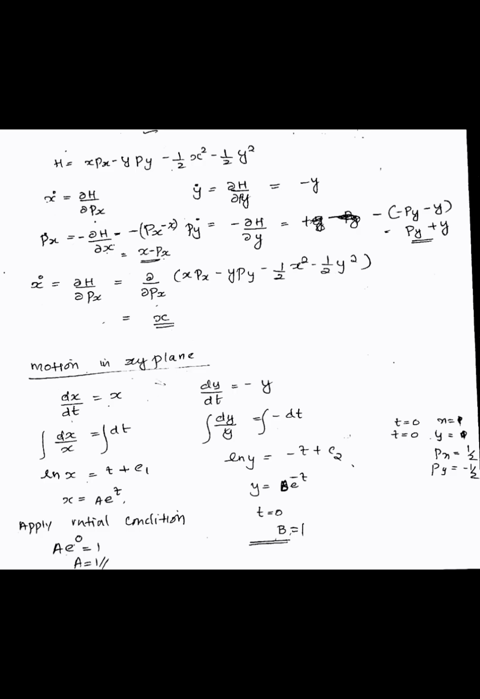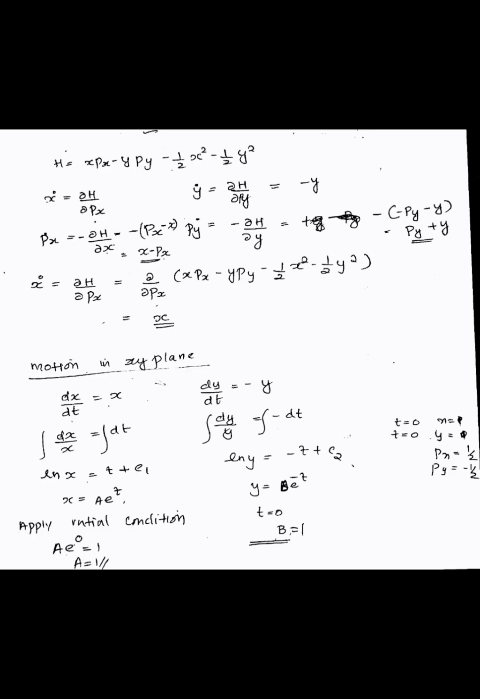That is x dot is equal to dou h by dou px. And px dot is equal to minus dou h by dou x, that is equal to minus px minus x, that is equal to x minus px. Then py dot is equal to minus dou h by dou y, that is equal to minus of minus py minus y, that is py plus y. x dot is equal to dou h by dou px, that is equal to dou by dou px of xpx minus ypy minus half x square minus half y square, that is equal to x. And y dot is equal to dou h by dou py, that is equal to minus y.